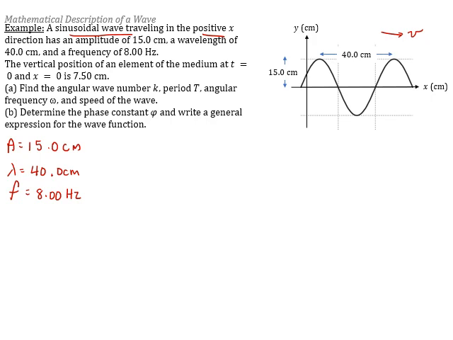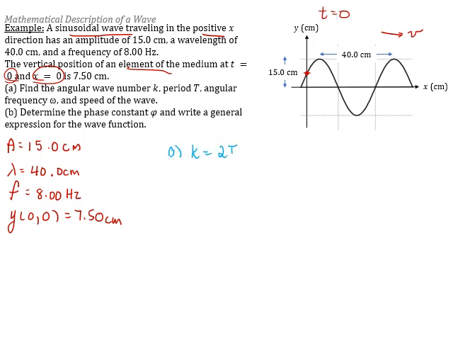The vertical position, so it's talking about the height of an element of the medium, so a little piece of string at t equals 0. So this is a picture of our wave at t equals 0 and at x equals 0. So that's this spot right here. That height is 7.5 centimeters. We write that down by saying y of 0, 0 equals 7.50 centimeters. If you're more of a symbols person, you might write that down as A over 2 because it's half the amplitude. Okay, part A. Find the angular wave number k.